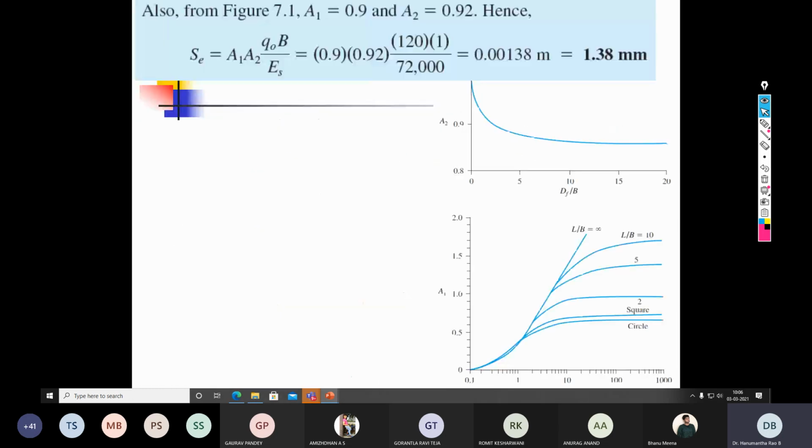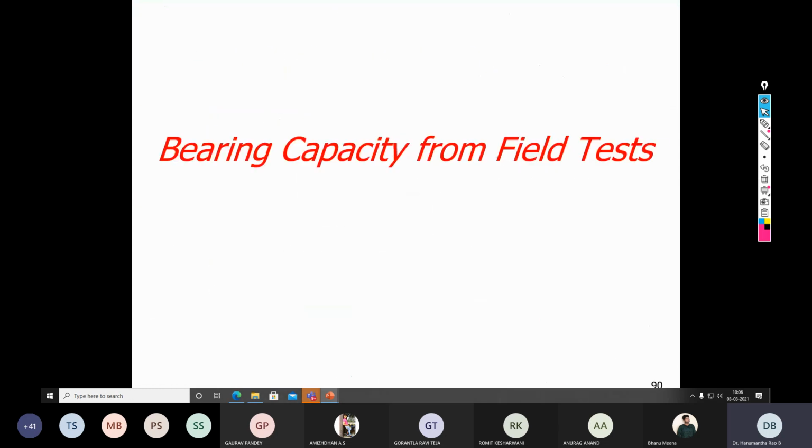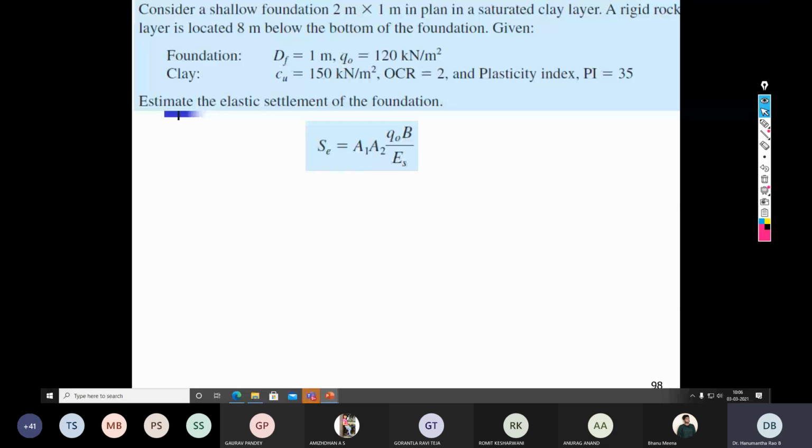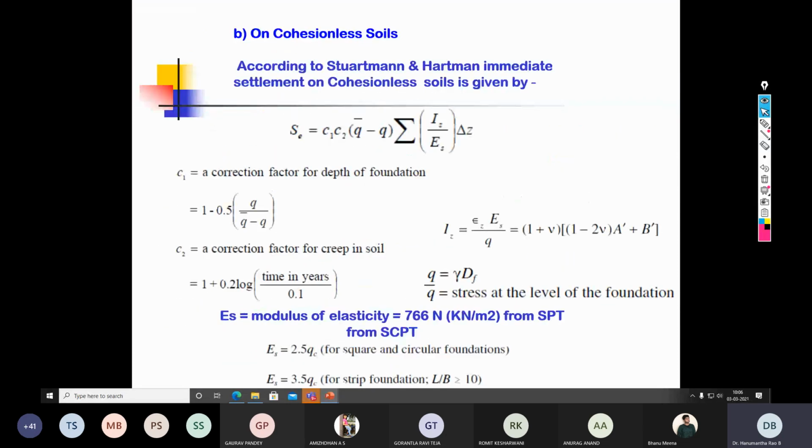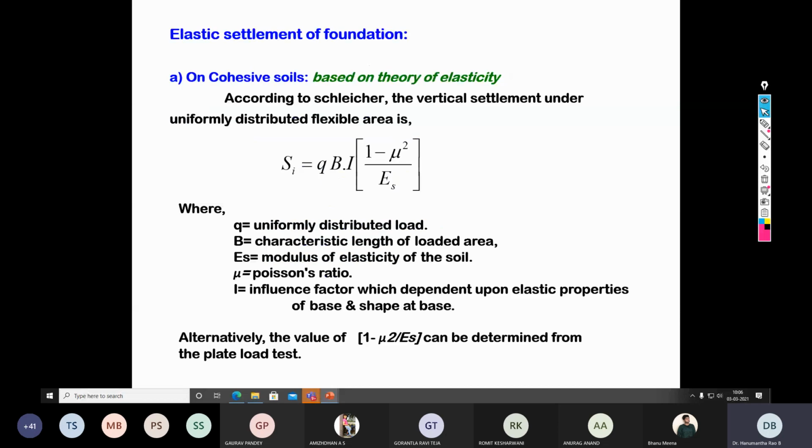Okay, so let me take you to the very first. Since you are asking, see, this is the equation for calculating the immediate settlement in cohesive soil. SI is equal to QBI into 1 minus mu square by ES. This is valid for cohesive soil. So this equation you can use for calculating the immediate settlement in the present sum.